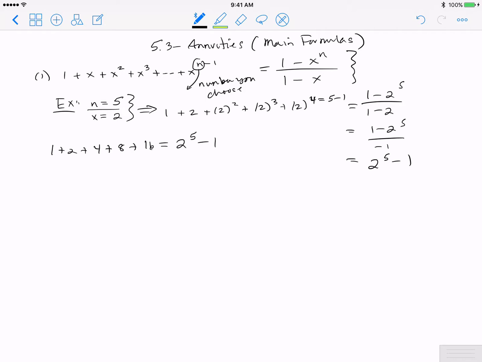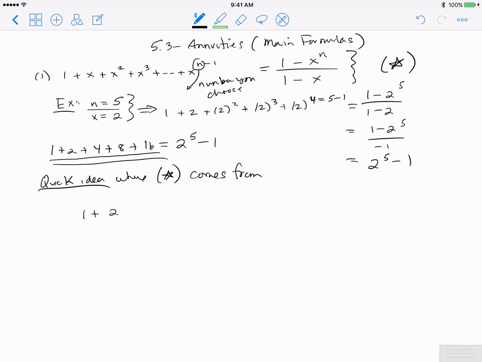I just want to take a moment and give you a quick idea about where this formula comes from. And we'll call this formula star since it's the main formula in this section. The basic idea, we'll start with this example right here. Let's say that you wanted to add up the numbers 1, 2, 4, 8, and 16. And let's pretend for a second that we didn't know what this formula was and we were trying to figure out what all these numbers add up to.